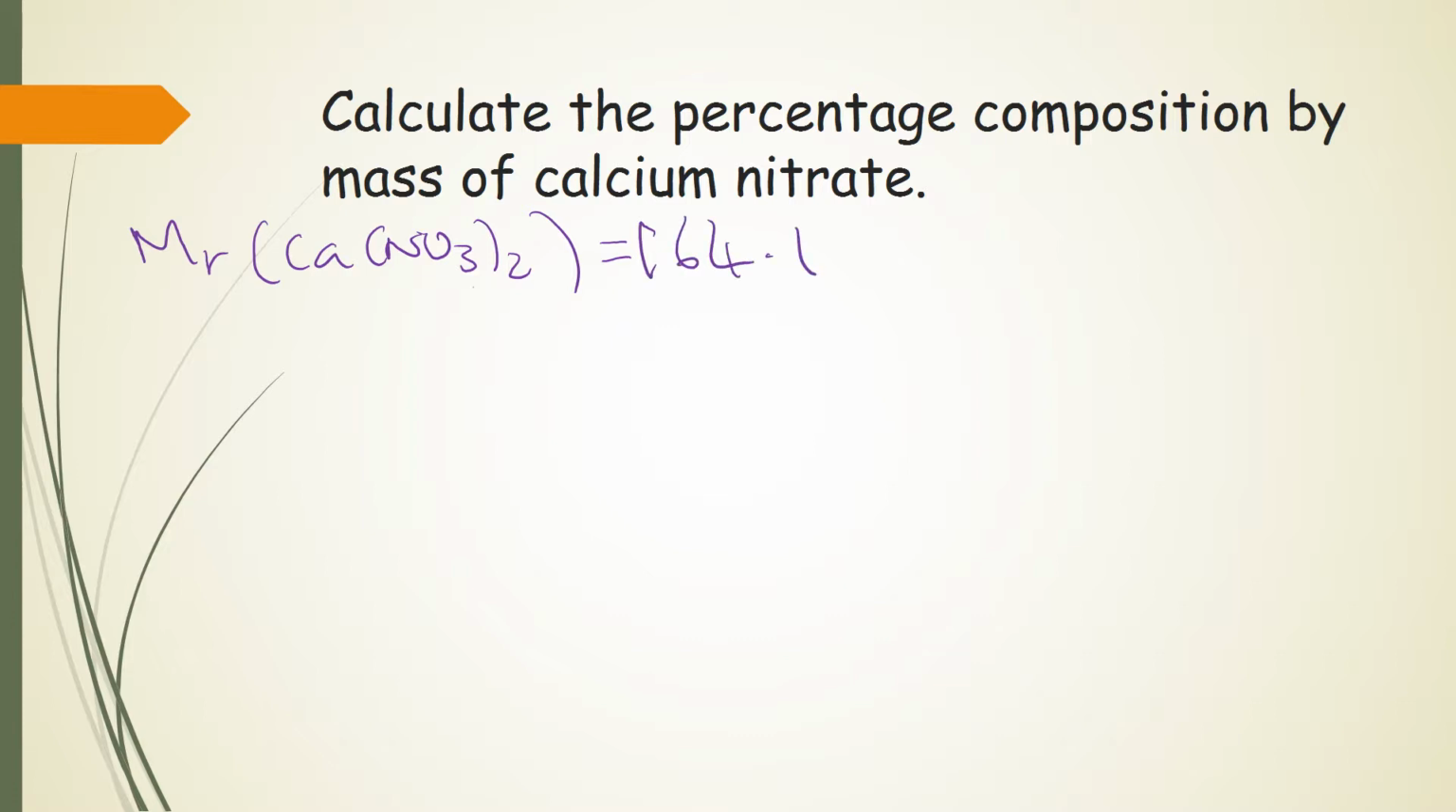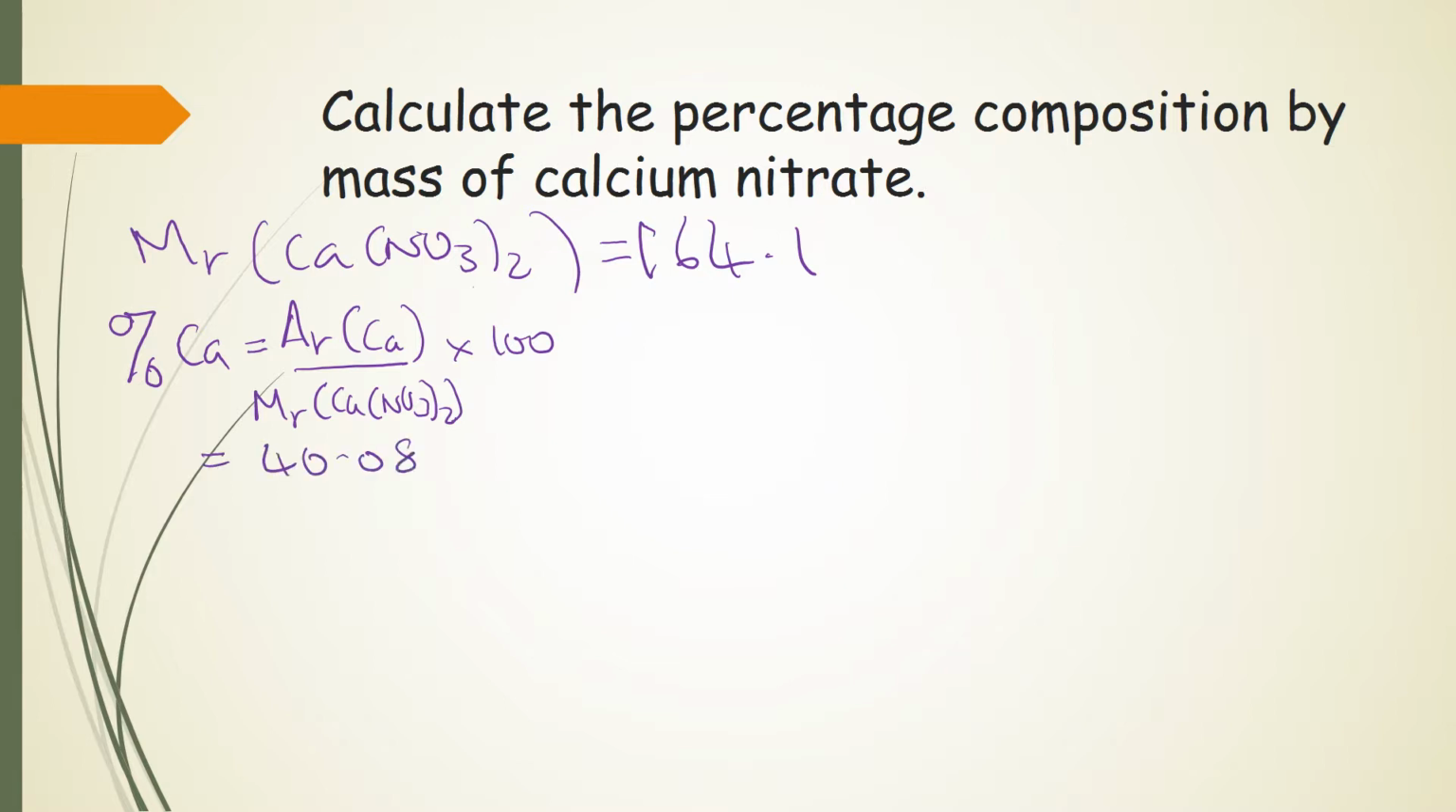164.1. The next part is we're going to find the percentage of calcium, the percentage of nitrogen, and the percentage of oxygen. So the percentage of calcium will equal the relative atomic mass of calcium divided by the formula mass of calcium nitrate times 100. So calcium is 40.08 divided by 164.1 times 100, and this one comes out to 24.42%.